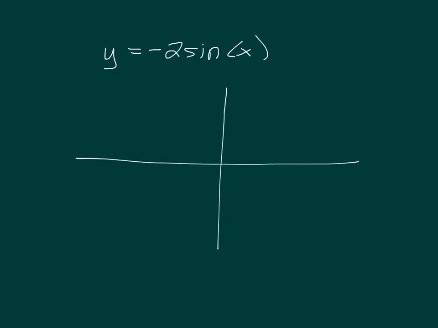So with the amplitude being the absolute value of a, what would something like this look like? How is that going to be different than the original graph of sine? You could use your calculator to figure it out. Sine is going to be like this. That's what sine looks like.